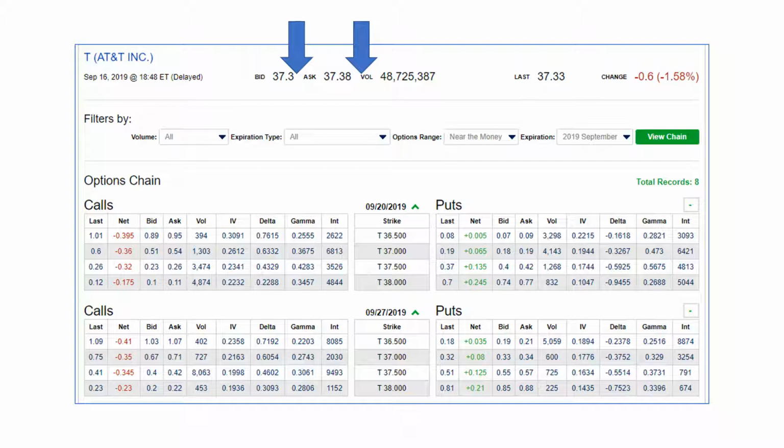Okay, so over here on this particular stock, we see that the bid is $37.30, and over here the ask price is $37.38, which is a difference of 8 cents.